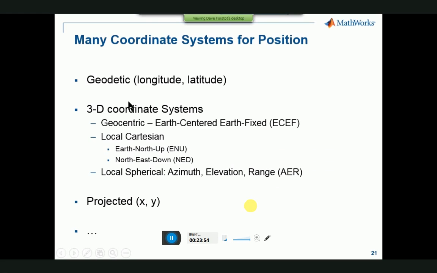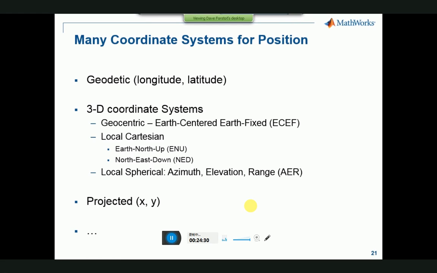I've mentioned latitude and longitude a number of times, or longitude and latitude, which isn't the way we often say it, unless you really think about it as x and y again. There are other three-dimensional coordinate systems that are very frequently used. Geocentric is another way to describe what's often called Earth center, Earth fixed. That would be an XYZ position, where the origin is at the center of the planet. There are also local Cartesian systems.